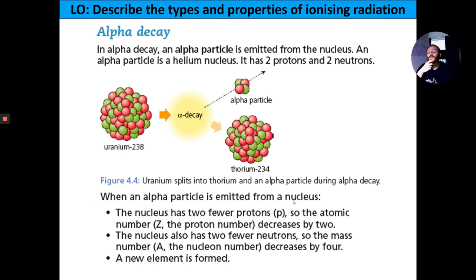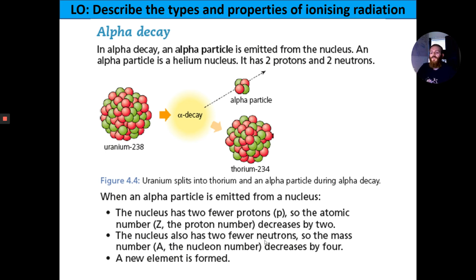So when an alpha particle is emitted from a nucleus, the nucleus has got 2 fewer protons. You can see that because it's just farted out that alpha particle containing 2 protons. So the atomic number or the proton number decreases by 2. Oh, that makes sense, doesn't it? If its atomic number was a certain number beforehand and it's just giving out 2 protons, its atomic number is going to reduce by 2.